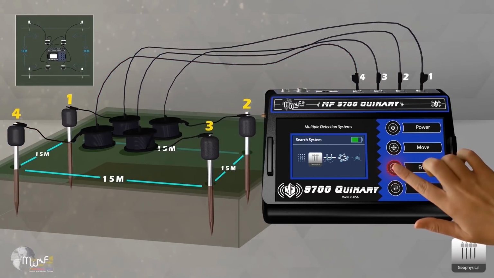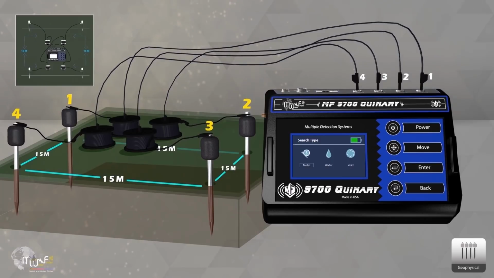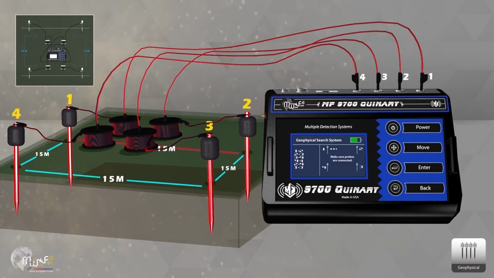Click Enter to display a message stating some recommendations for a successful scan. Choose the type of targets to search for: metal, water, or voids. Click Enter and the device will start searching between probes. If the connection between the probes is not good or is faulty, a message will appear to make sure that the electrodes are connected properly.